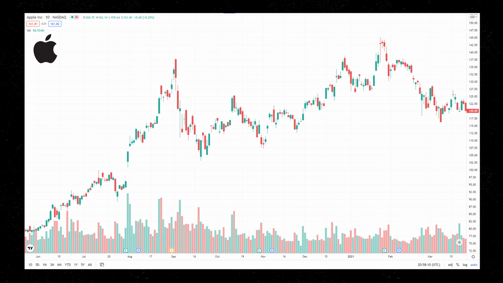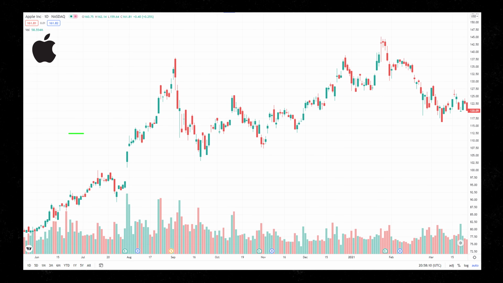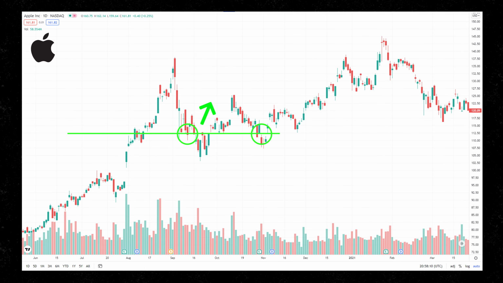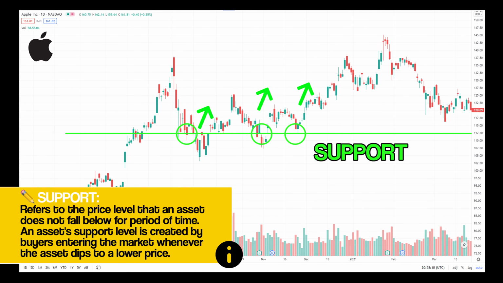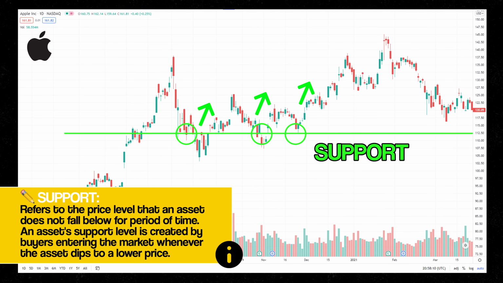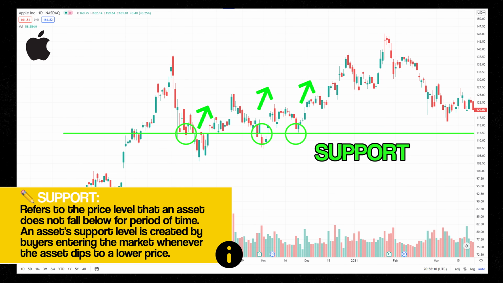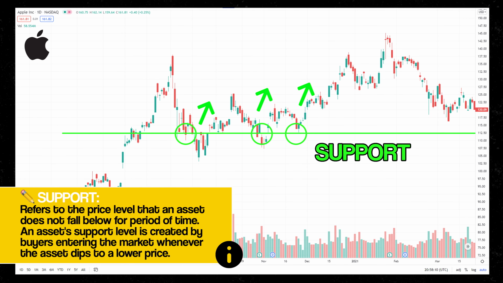Here's a quick recap of support and resistance. A support level is a level where more buyers came in to buy the stock than sellers. On a chart, it's gonna look like the stock bounced off the same level multiple times before because there's enough buying demand to support that stock when it's being sold off to those price levels.